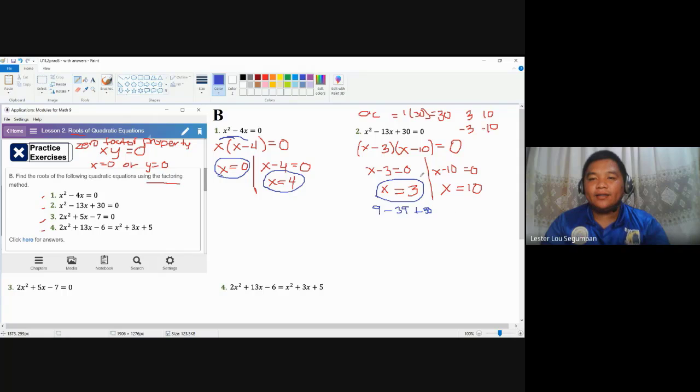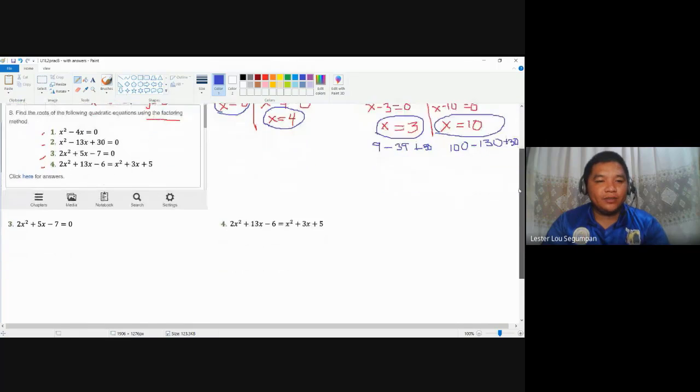And for 10, 10 squared is 100. Negative 13 times 10 is negative 130. And then you have here plus 30. 100 minus 130 is negative 30, plus 30 will again result to 0. This is correct. Let's proceed with number 2.